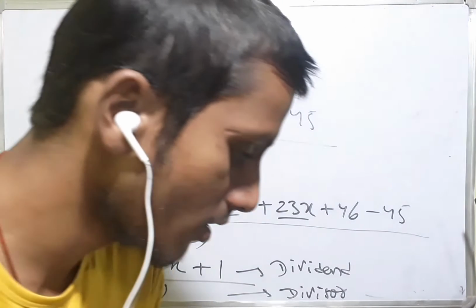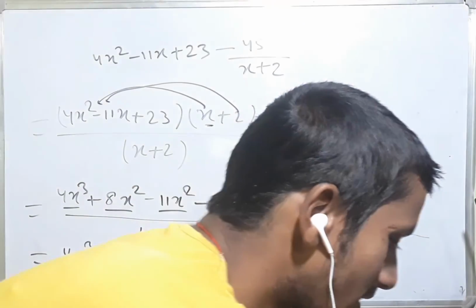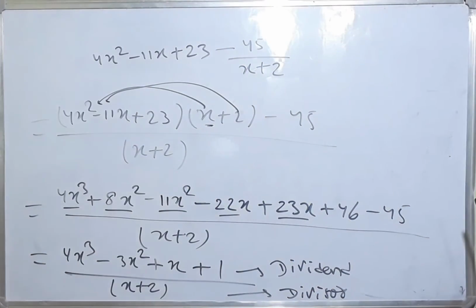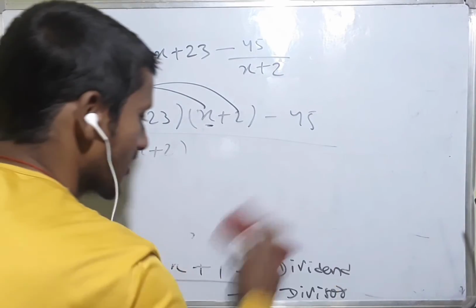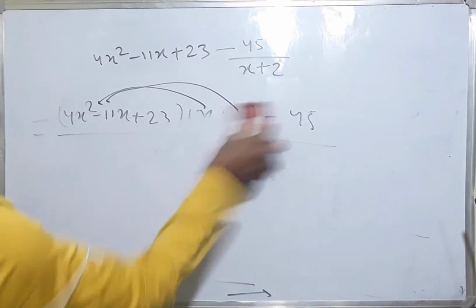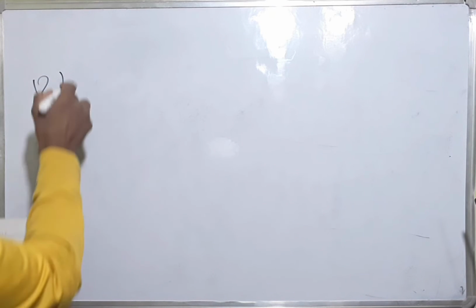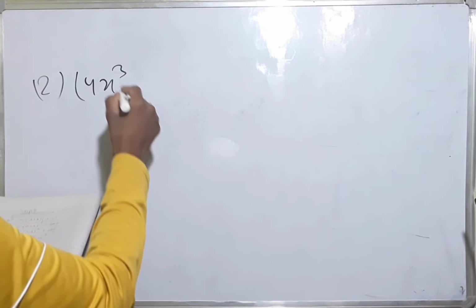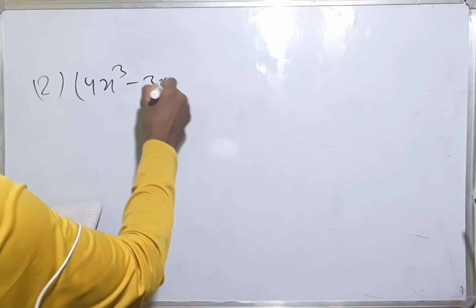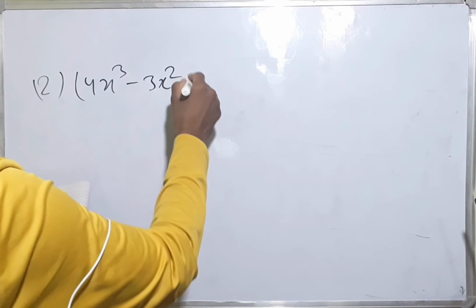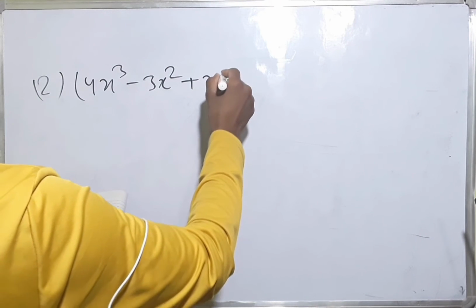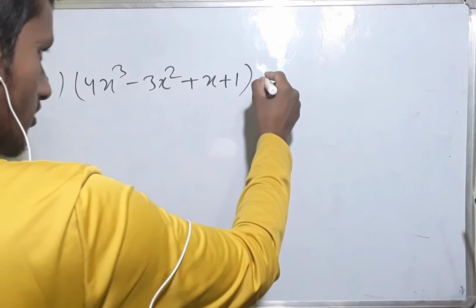So you also learn how to quickly check this. Okay, so now let's move on to the second problem without wasting our time. What's the second problem? Let's note it down. Number 2 we have is 4x cubed minus 3x squared plus x, then plus 1, this thing divided by x squared.